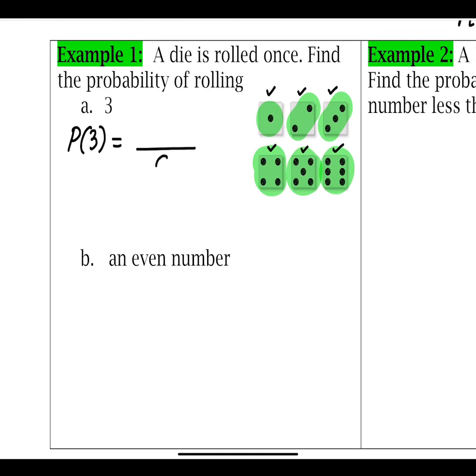So my sample space is 6. What am I looking for? I'm looking for a 3. How many 3s do I have here? I have only one way of getting a 3. So the probability is 1 over 6. Now, let me go ahead and erase this and show you the next one.